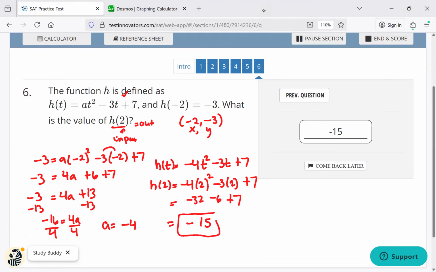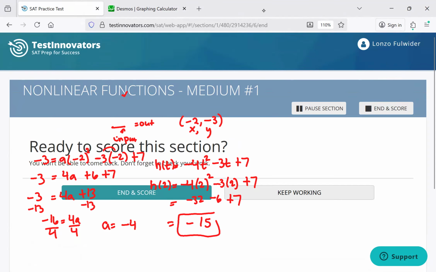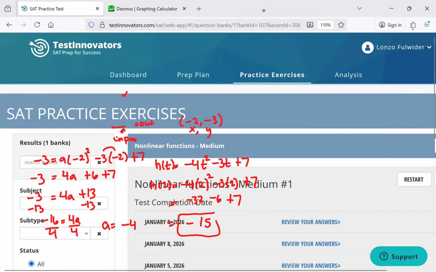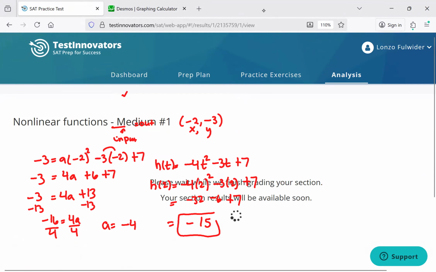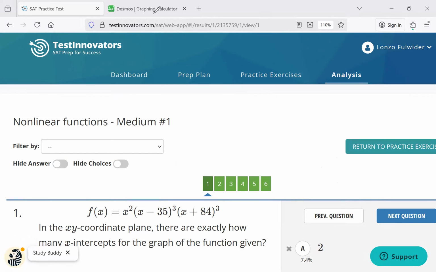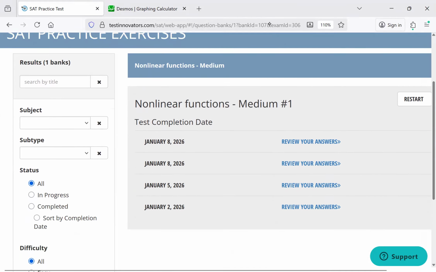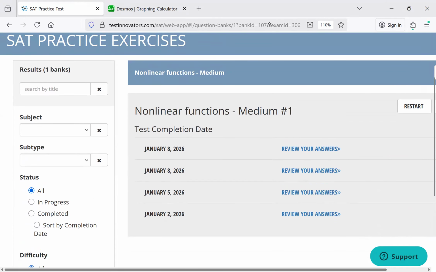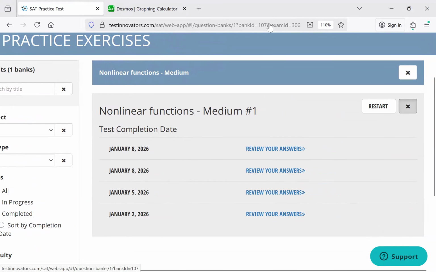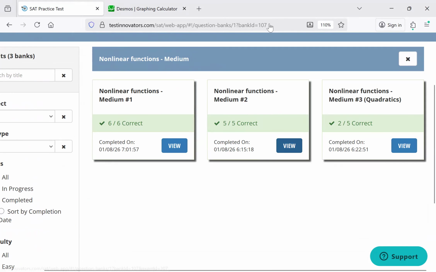I guess we can end the score by, I think I already did this one, so we should get 100. Good. There are two more of these, and then let's do this one.